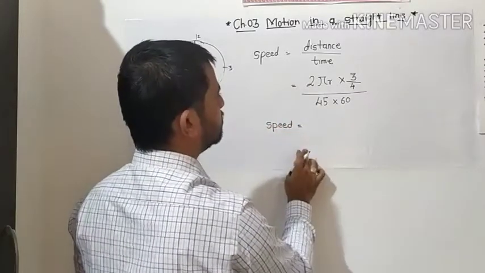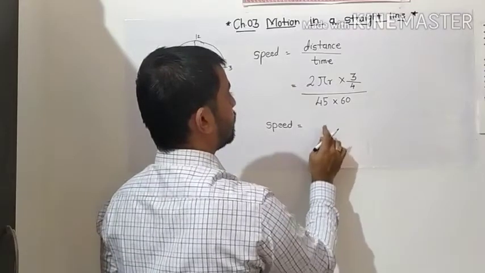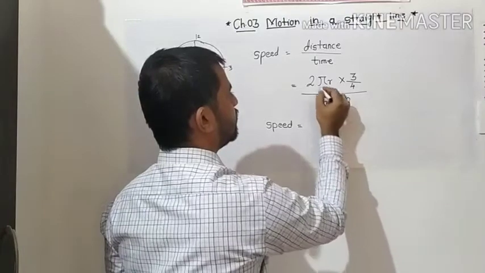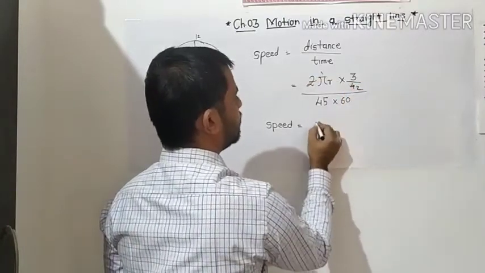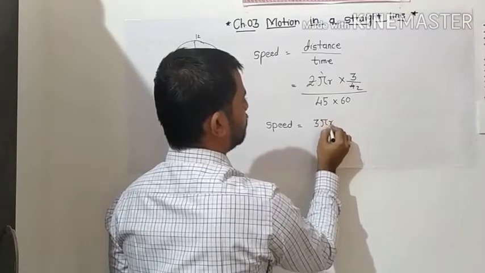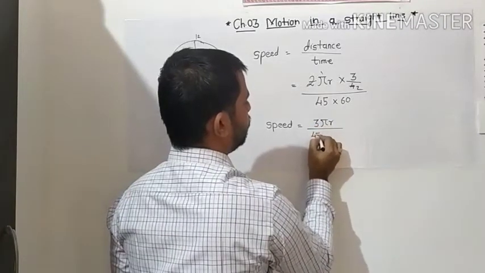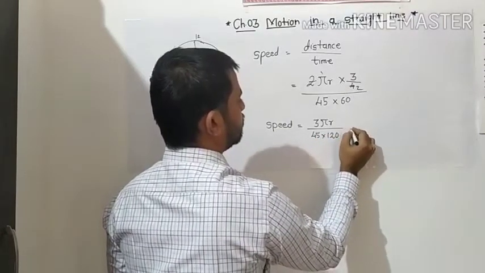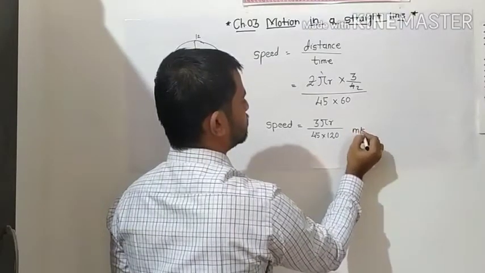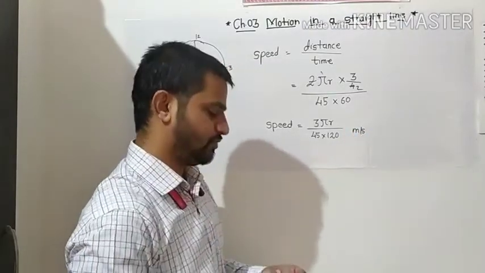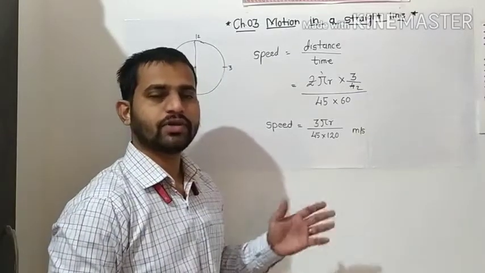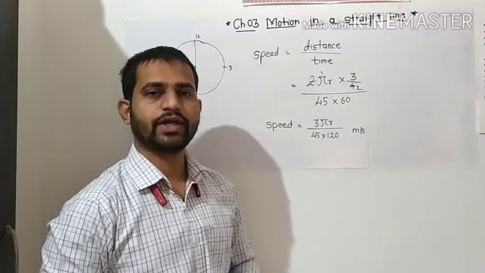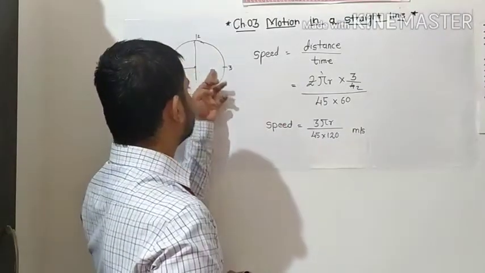How much is the speed? If we take the considerations, we come to know that here it will be 3 pi r upon 45 into 120, having the unit meter per second. So it is 3 pi r upon 45 into 120. That much amount of speed the minute hand will have when it travels from 6 to 6:45 p.m.